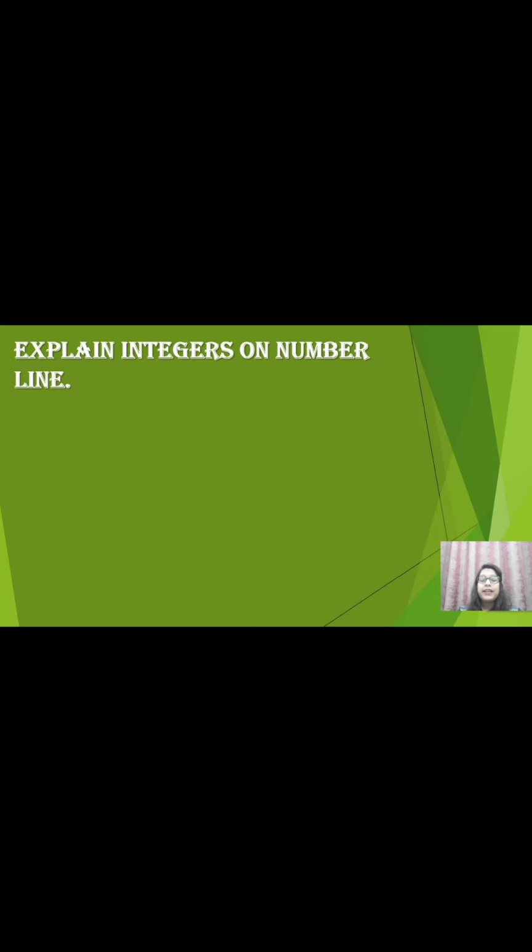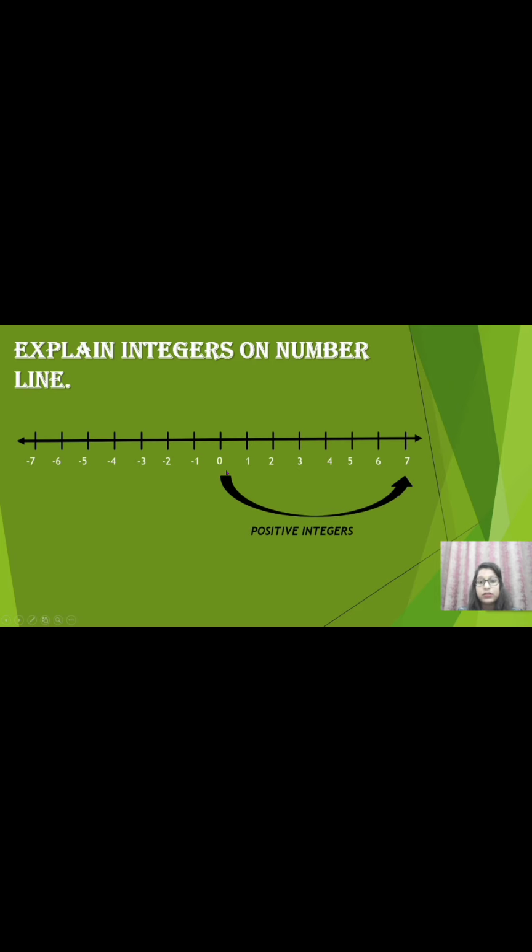Now explain integers on number line. How can we explain integers on number line? Suppose we have this number line. This is a number line where we mark the numbers at equal distances, like from 0, 1, 2, 3 up to 7 and 0 down to -7. All these numbers are marked at equal distances. The numbers to the right of 0 are called the positive integers, and the numbers to the left of 0 are the negative integers.